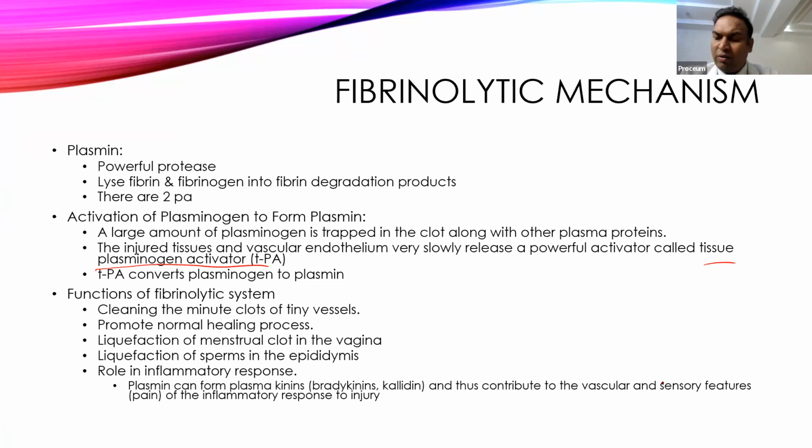Then it also liquefies the menstrual blood, so that blood can easily pass through the vagina because of the fibrinolytic system. What happens during menstruation? Bleeding occurs, and the blood will get clotted in the uterus itself. After that, plasmin will get activated and liquefy it, and then blood will come out of the vagina.